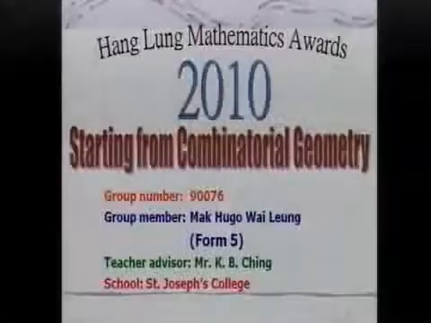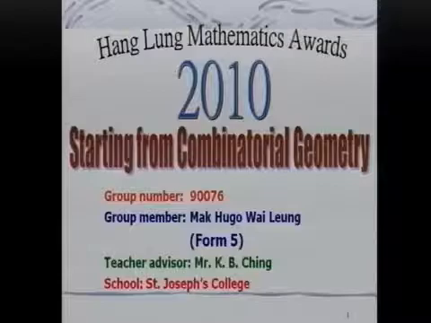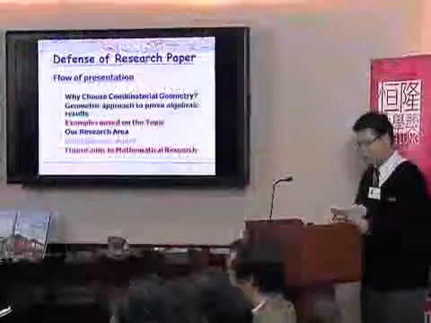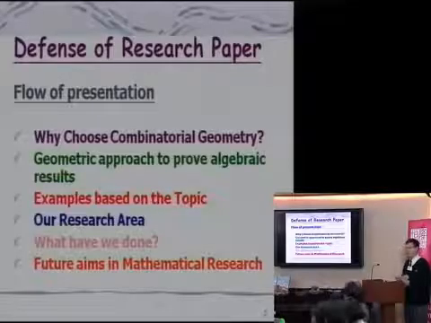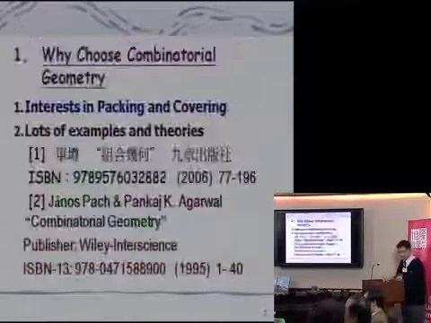Today, I would like to present my mathematics research report to all of you. The topic of my research is starting from combinatorial geometry. I will mainly focus on 4 areas: the reasons why I chose this topic, the related examples, the result of my research, and my future aims in mathematical research.